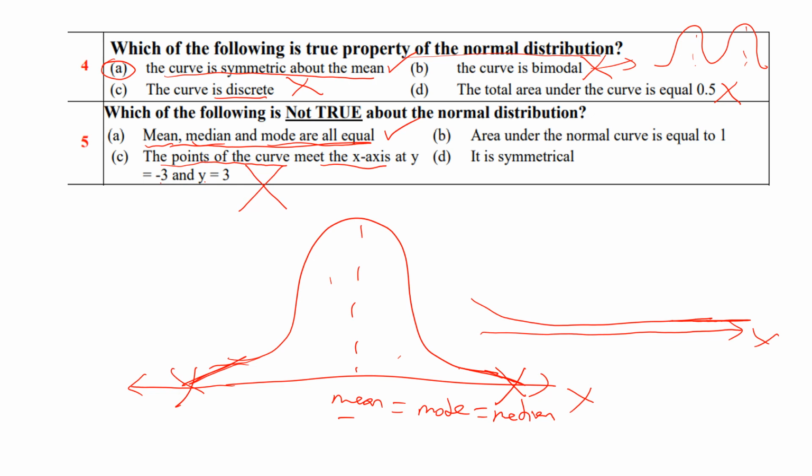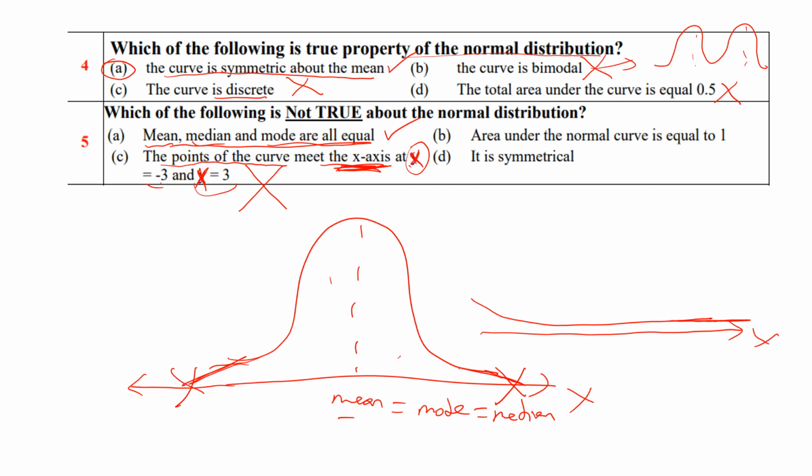And also it says if at y equal to -3 and y equal to 3, it cannot meet the x-axis for y equal to -3 or y equal to 3. Maybe I think it's meant to be x here. But in any way, this is not true.